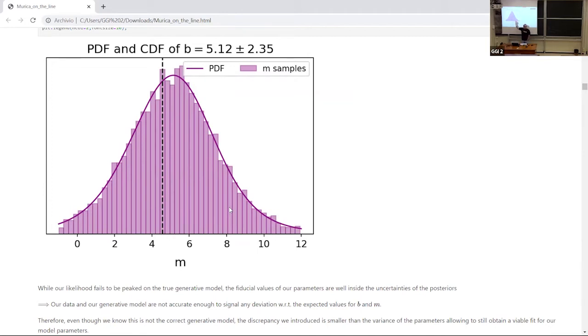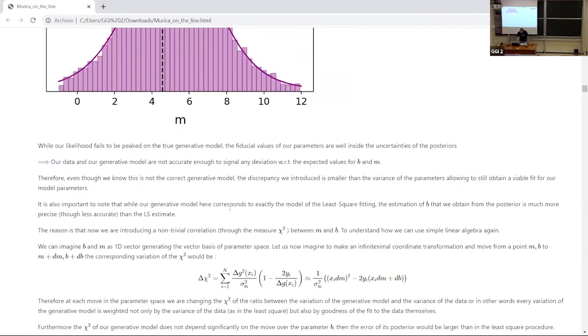So this result will tell us that with this model, we are not able to get the intercept correctly. The point is that our data and our generative model are not good enough to get the parameter B correctly. We can improve this, but before that I want to show you why the chi-square is not sensitive to B and why we get this large number.